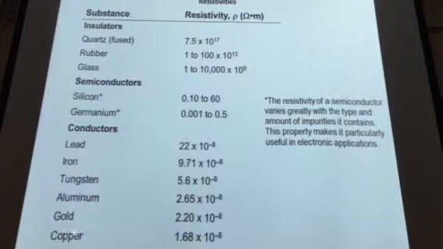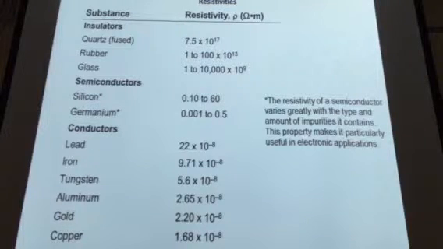Look down here at copper: 1.68 times 10 to the minus 8th. Up here it was 10 to the 13th. The resistivity is much lower, so there is much less resistance in copper. What's a better conductor of electricity, copper or silver? Copper is 1.68 times 10 to the minus 8th, silver is 1.59 times 10 to the minus 8th. Which one of those materials would be the better conductor of electricity?